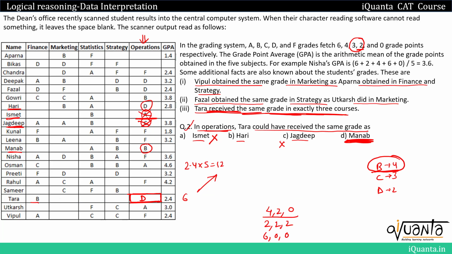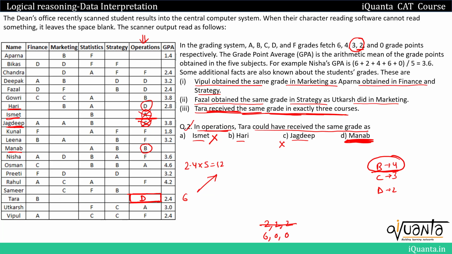Then we can put 4, 2, 0, that means B, D, F. In this case also we can see that she's not getting same grade in 3 subjects, so even this will be cancelled. So we'll remove this also. Then we have the case of 2, 2, 2, that means grade D, D, D. But in this case we can see that she's getting the same grade in 4 subjects, which is not possible. So we'll remove this also.